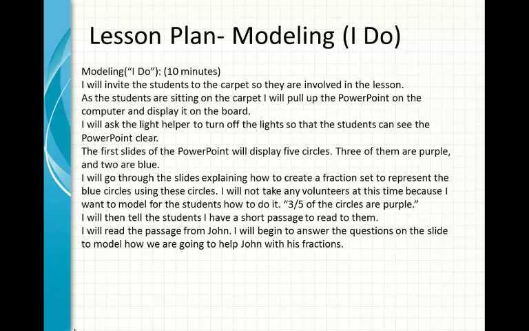I will not take any volunteers at this time because I want to model for the students how to do 3/5 of the circles are purple. I will then tell the students I have a short passage to read to them. I will read the passage from John. I will begin to answer the questions on the slide to model how we are going to help John with his fractions.